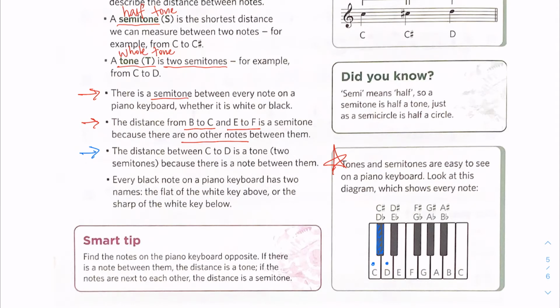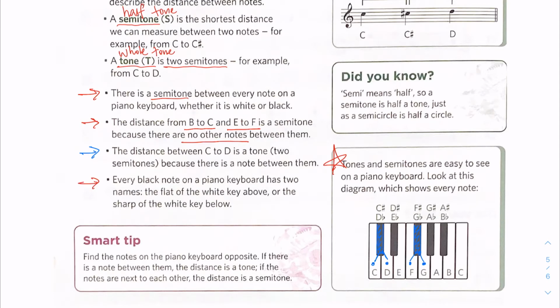So this is a tone because C going to this black key is a semitone, and from the black key going to D is another semitone. So two semitones make one tone. Or if we start on F and we go to G, there is also this black key in between them. So F going to the black key is one semitone, and the black key going to the G is another semitone. So this is a tone or a whole tone.